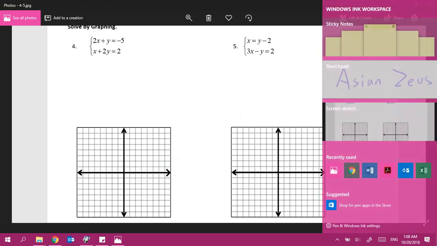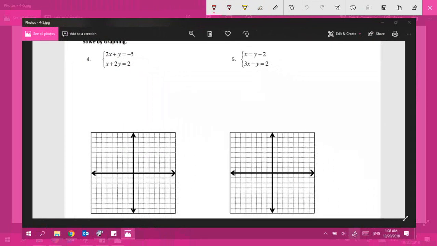Next up, 4 and 5 solved by graphing. We're going to do these together because it's also the same type of problem. So before we can graph, we need to get our equations into y equals mx plus b form. So we can see that this first equation, 2x plus y equals negative 5, is not in that form.